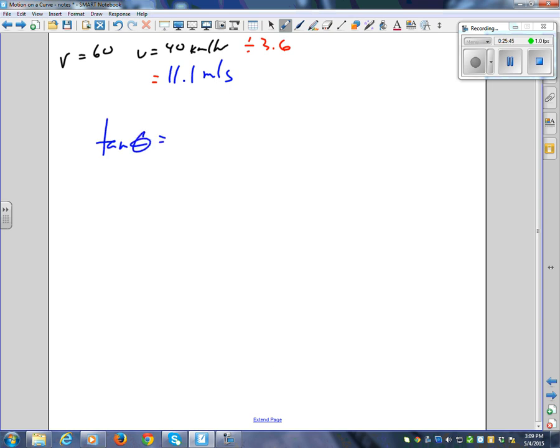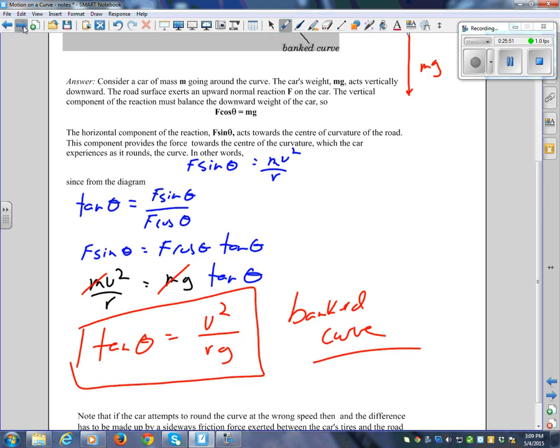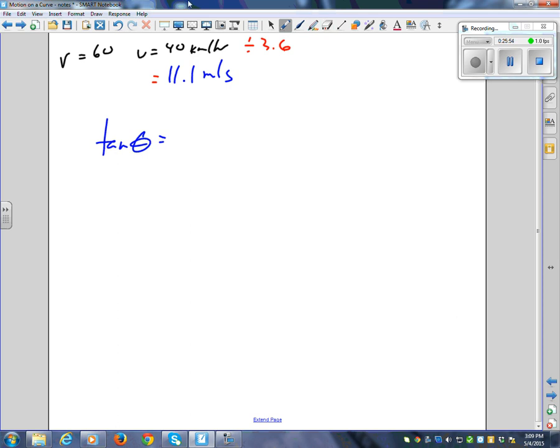Tan theta is equal to, is it square root? I just wrote it. What is it? V squared over RG. I don't use this one too much. V squared over RG. V is going to be 11.1 squared. Radius of curvature is 60 times 9.8. Now, you may have discovered on your own, I don't know, that when you've got two things on the bottom like this, what do you have to be careful of when you're using your calculator? One way to solve it is to use brackets on the bottom.